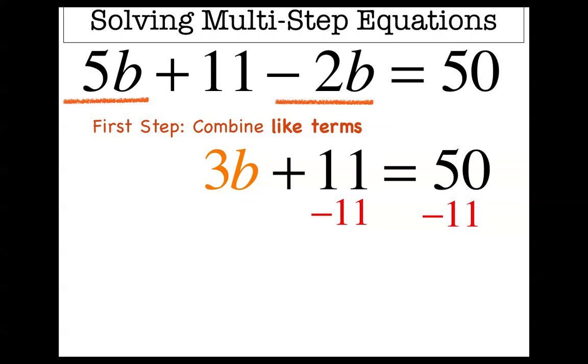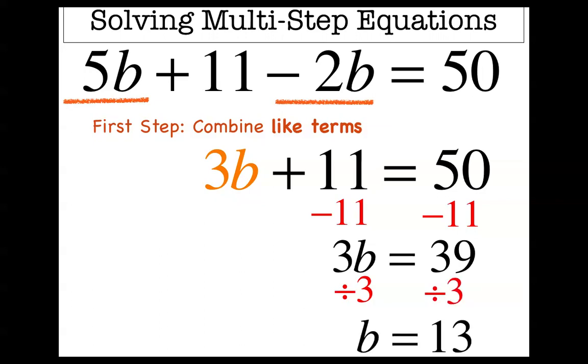And now all we're going to have on the left side is 3b. And what we're going to have remaining on the right side is 50 minus 11, which is 39. And I'm going to divide both sides by 3 so that the 3's cancel out. And I have just b left over on the left side. And I'll have my solution on the right side because 39 divided by 3 is 13.